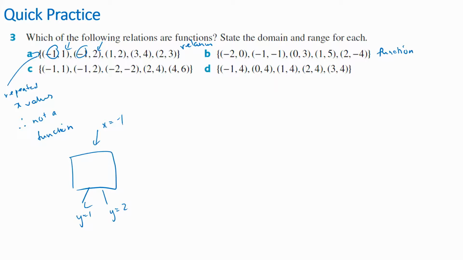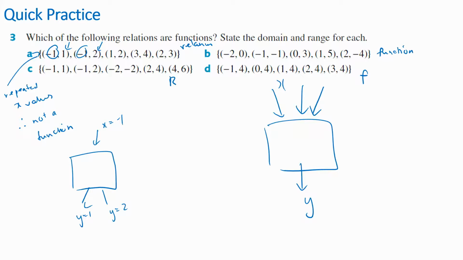Yeah? And then the last one, if we have a look, -1, 0, 1, 2, 3. Fantastic, it's a function. So D is a function and this is a relation. Based on that idea of a machine, you can put as many x values in as you want, but it only has to spit out one y. That is the definition of a function.